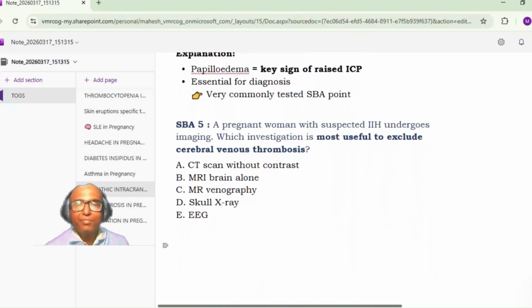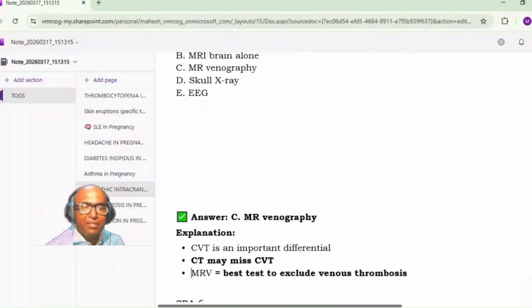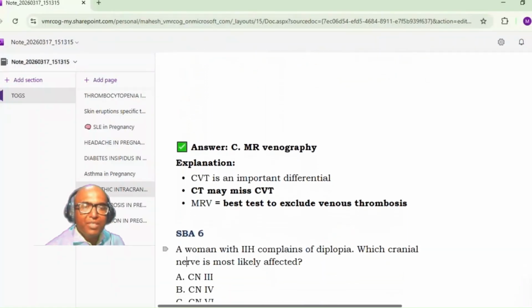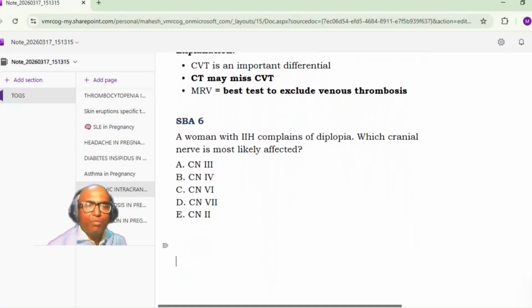Next. A pregnant woman with suspected IIH undergoes imaging. Which investigation is most useful to exclude CVT? A. CT scan without contrast. B. MRI brain alone. C. MR venography. D. Skull X-ray. E. EEG. C, MR venography. Many times repeated. When you think about CVT, always MRV. CVT is an important differential. CT may miss CVT. MRV is the best test to exclude venous thrombosis.